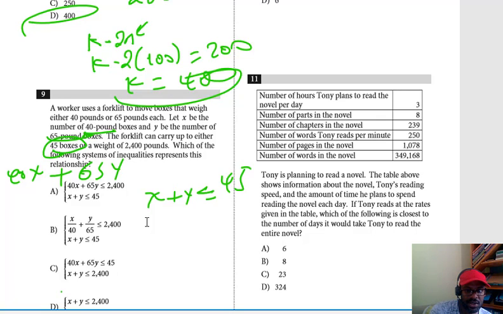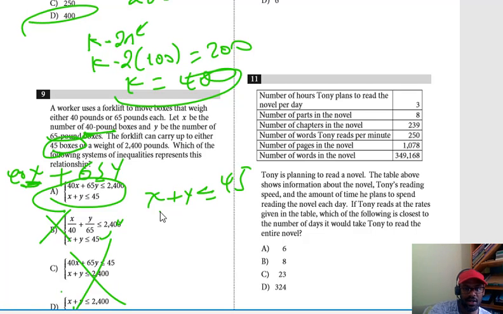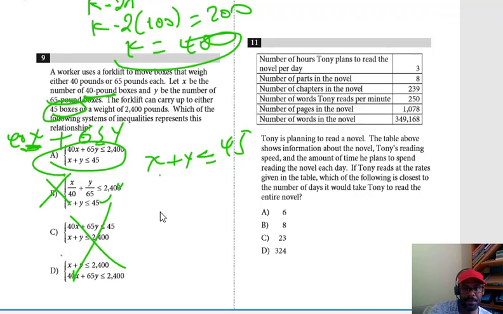So the only choice that makes this true is this one. These 2 are wrong. So I have either this one or this one. But in this case, it should be a multiplication, not a division. So this is wrong. The answer is A. You don't have to finish. This is still less than or equal to 2400.